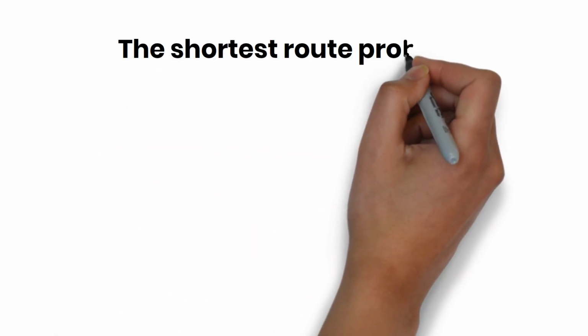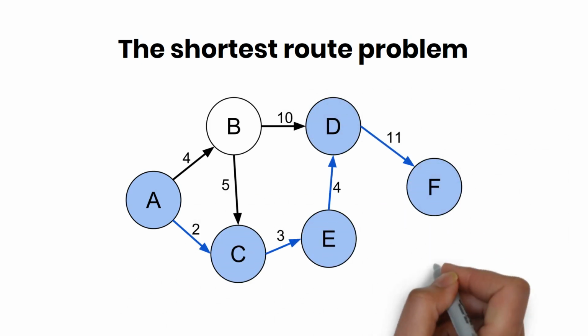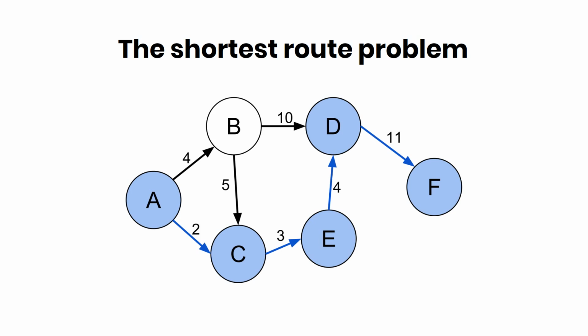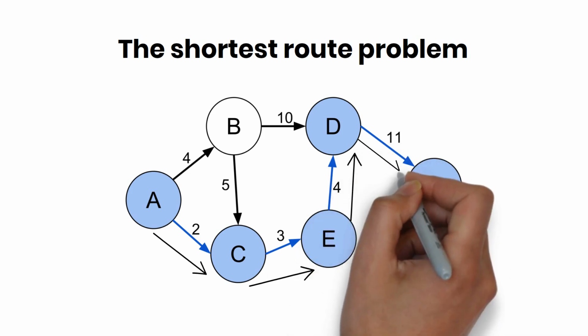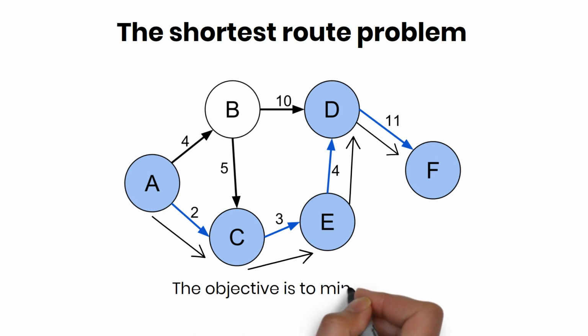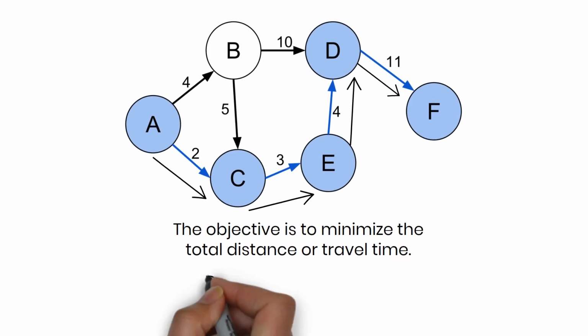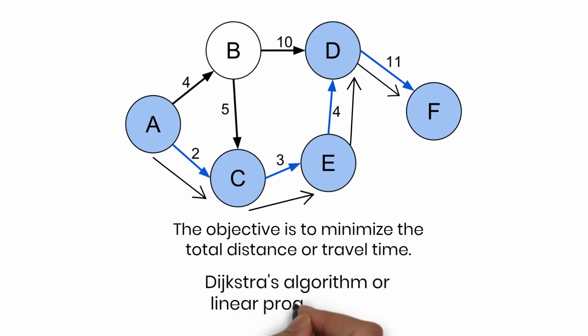The shortest route problem aims to find the shortest path between 2 nodes in a network. This problem is widely used in logistics, transportation, and communication networks to minimize travel time or distance. The formulation involves defining decision variables that indicate whether a specific arc is included in the path and setting up constraints to ensure that the path is continuous and connects the source and destination nodes. The objective is to minimize the total distance or travel time. Algorithms such as Dijkstra's algorithm or linear programming can solve this problem effectively.